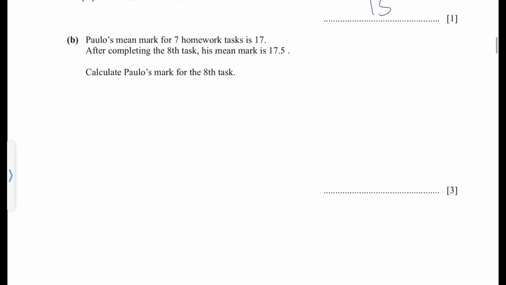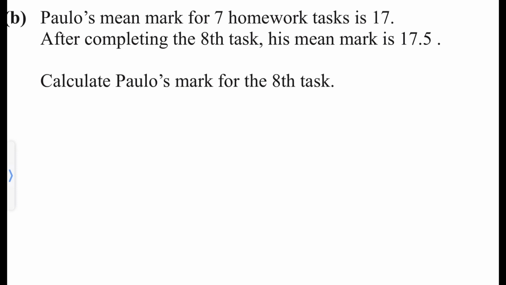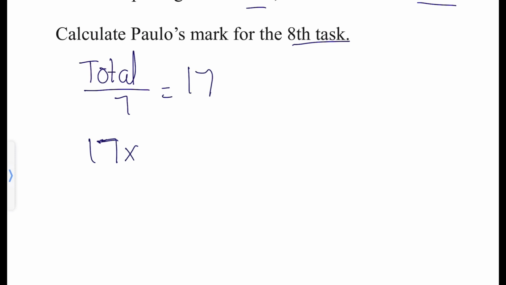Then it says that Paulo's mean mark for completing 7 homework tasks is 17. After his 8th task, his mean mark is 18. Calculate the mark for the 8th one. So for 7 homework, if you want to find the total, total divided by 7 is equal to 17. So it's 17 into 7, that is 119.